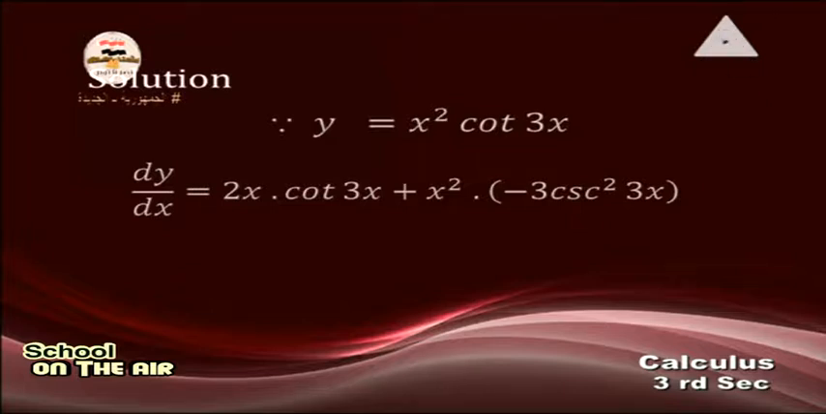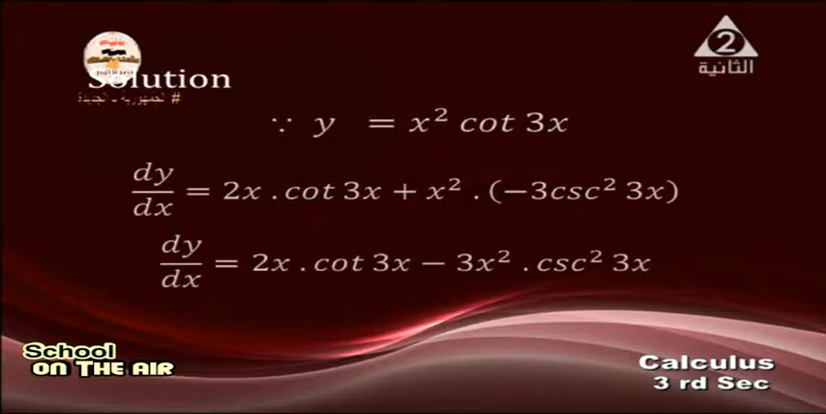Then we can write dy dx as 2x multiply cotan 3x minus 3x to the power 2 cosec to the power 2 3x.